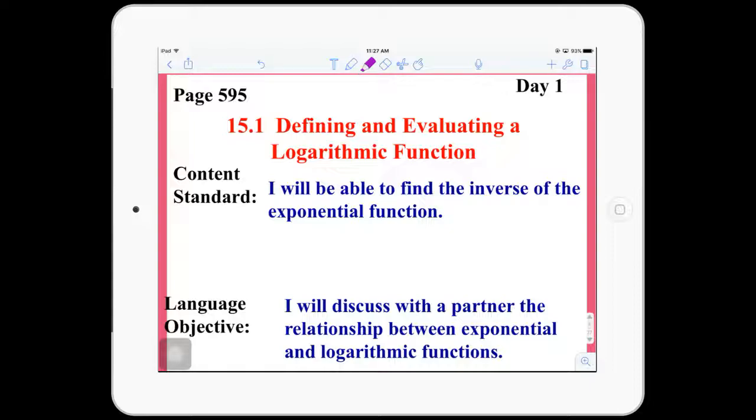And here we are on day 1, and we are going to be looking at defining and evaluating a logarithmic function. And this is day 1, so we're going to be just looking at the basics of logarithm. So we're going to be learning about finding the inverse of the exponential function.